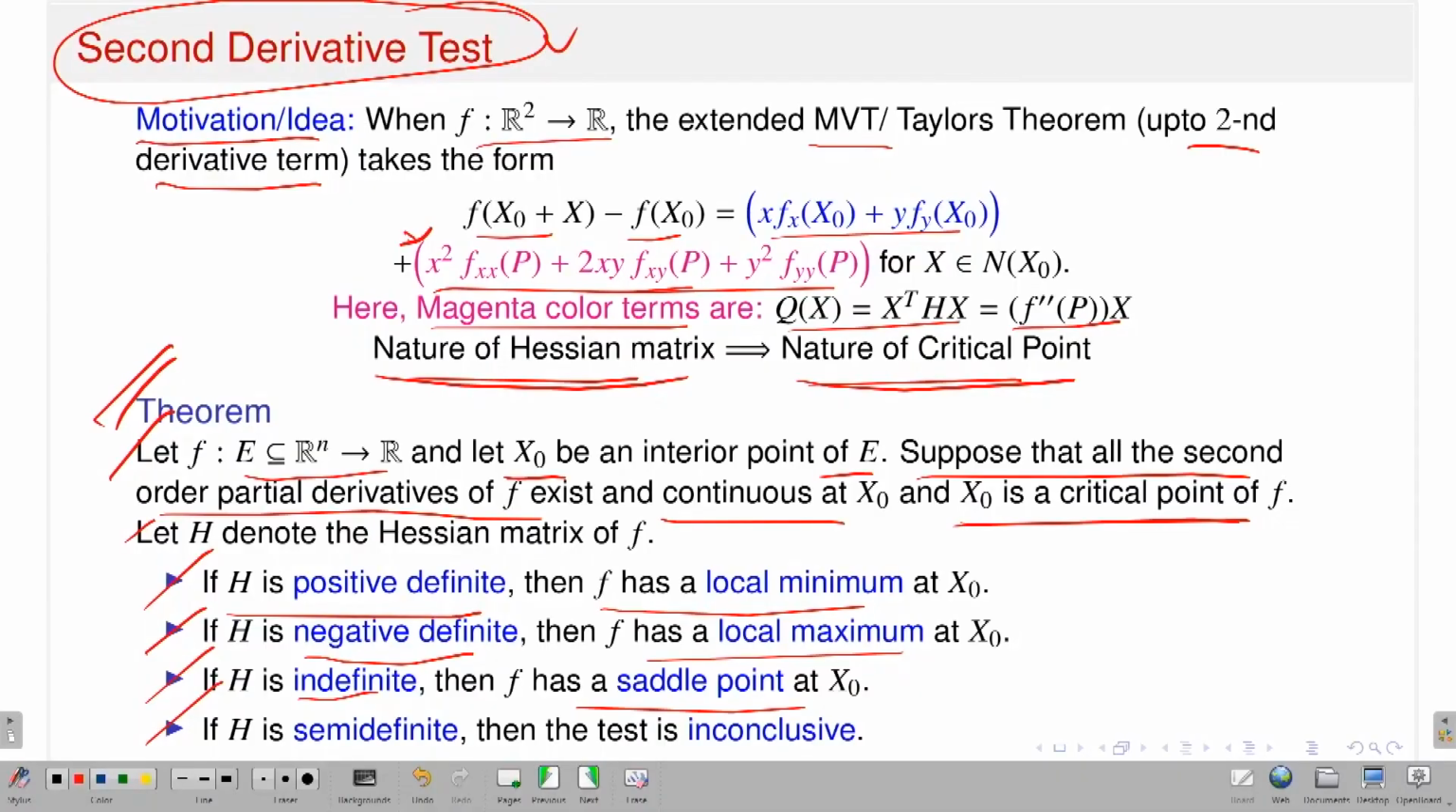And of course, I can talk about when my function attains a local extremum at that point, or whether the point is a saddle point, or whether I cannot conclude anything. So, this is called the second derivative test. That is what I have written.